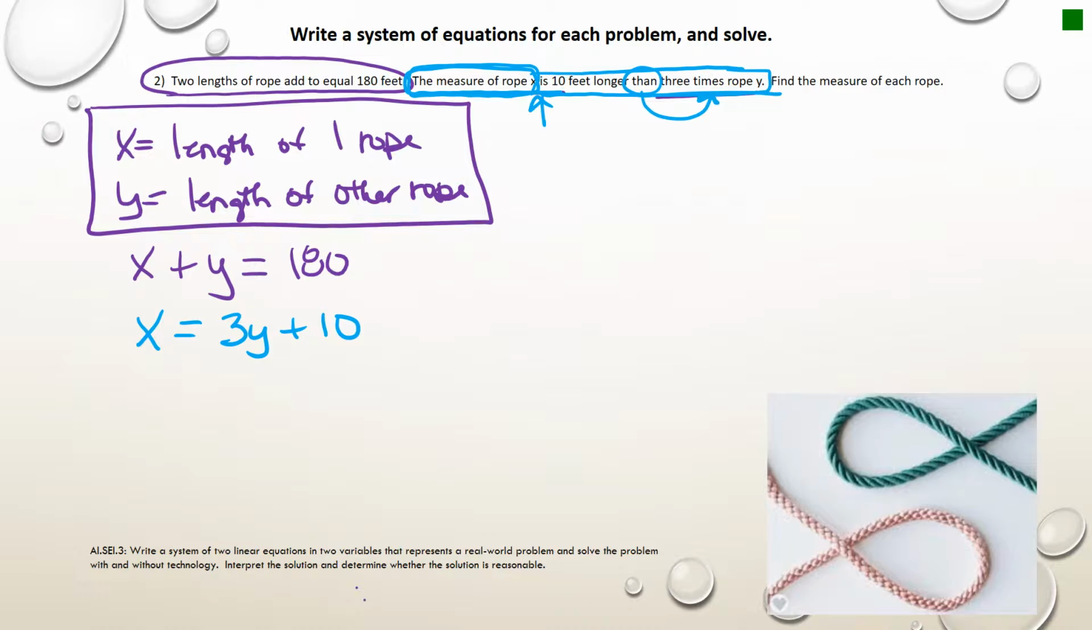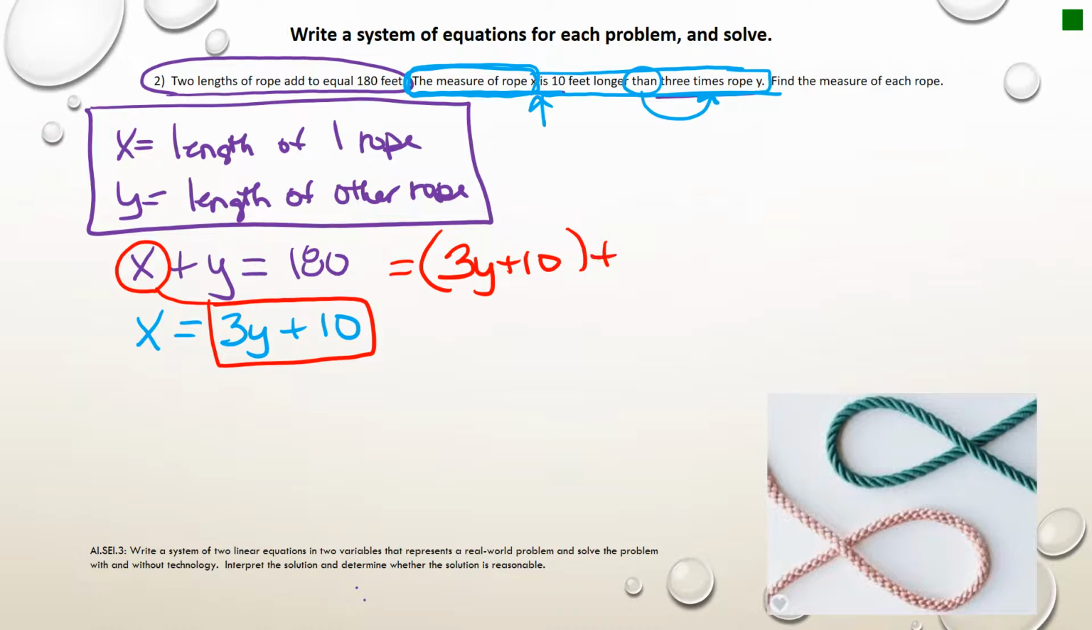This one is set up for substitution because we know what X is. So we're going to take 3Y plus 10 and substitute it in for the X up in the top. So we're going to put 3Y plus 10, substitution, plus Y equals 180.